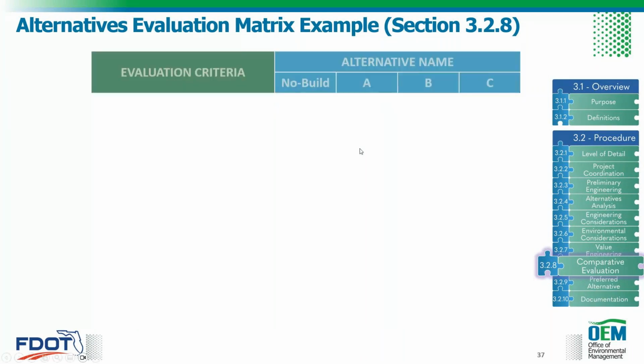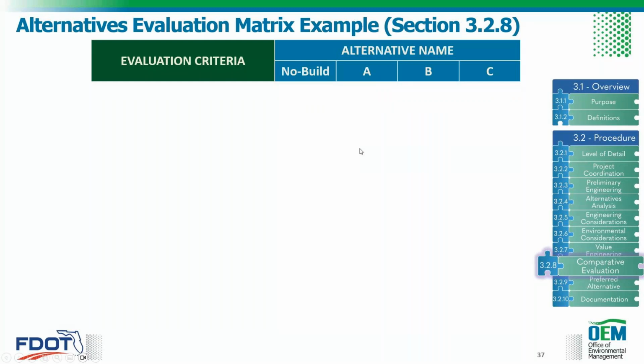So I'll bring that up. We're going to start with our evaluation criteria on the left and all our alternative names on the right. We always carry through the no build or no action. And for this example, we're going to use alternatives A, B, and C. You can name these whatever works for your project. Could be left, right, center, north, south, 1C, 2A, 4D, whatever your alternatives are named and how they were processed through your project. But these are just examples.